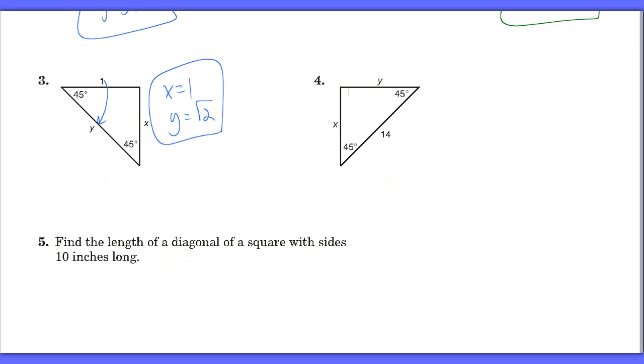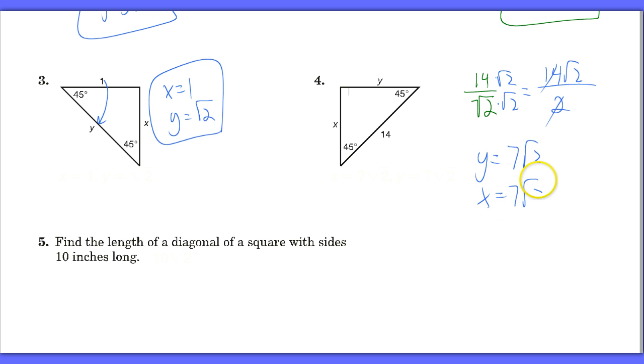Next one, number 4. Like the problem we just did, we're given the hypotenuse. This time the hypotenuse is 14. And we're going to go from hypotenuse to leg in the 45, 45, 90. So you're going to take the 14, divide it by root 2, rationalize it by multiplying numerator and denominator both by root 2. So we get a numerator of 14 root 2. The denominator, root 2 times root 2, is just a plain old 2. Those will simplify with each other, giving us that y equals 7 root 2 and x also equals 7 root 2.